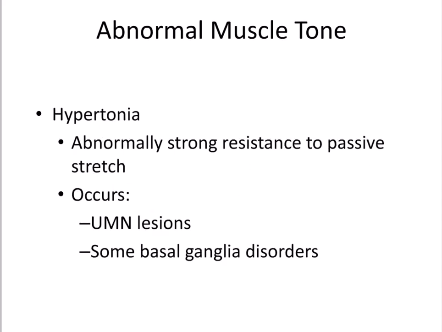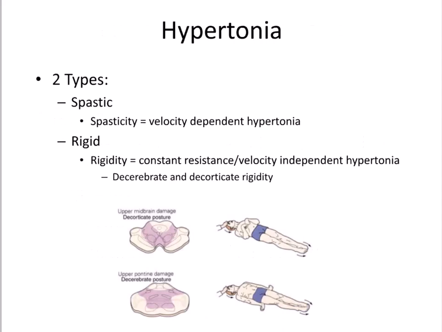The other kind of abnormal muscle tone is known as hypertonia, and hypertonia is characterized by an abnormally strong resistance to passive stretch. This occurs with upper motor neuron lesions, as well as some basal ganglia disorders. As far as hypertonia is concerned, there's two basic types. There's spasticity, which is a velocity-dependent hypertonia, which essentially means that the faster you move the joint through the passive range of motion, the more tension you're going to feel in the muscle. And the other kind of hypertonia is known as rigidity, and this is velocity independent.